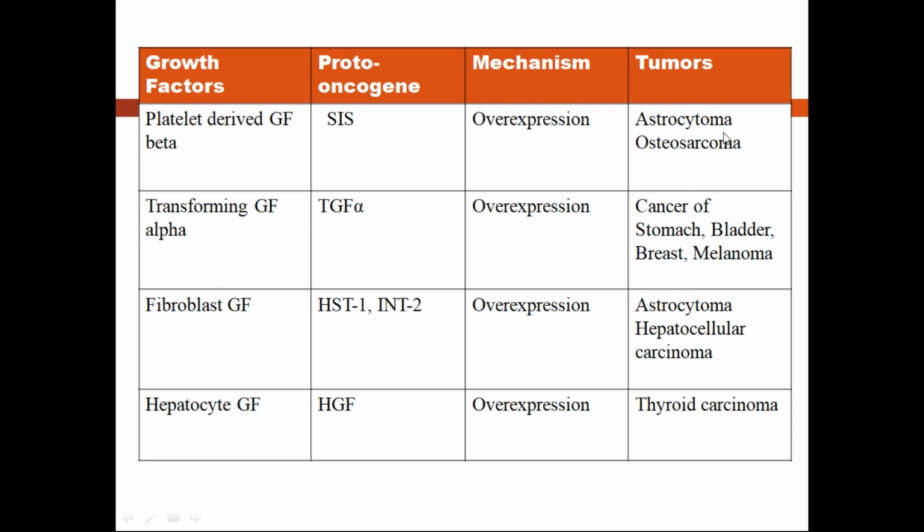As for astrocytoma, you have already stated here. In astrocytoma there can be genetic alteration in two proto-oncogenes. And in thyroid carcinoma, hepatocyte growth factor is overexpressed. So you can just remember one tumor under each category, and the main mechanism is overexpression. You need not remember the names of the proto-oncogenes. That is not compulsory.